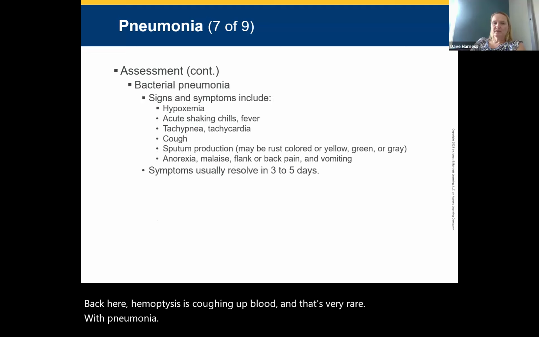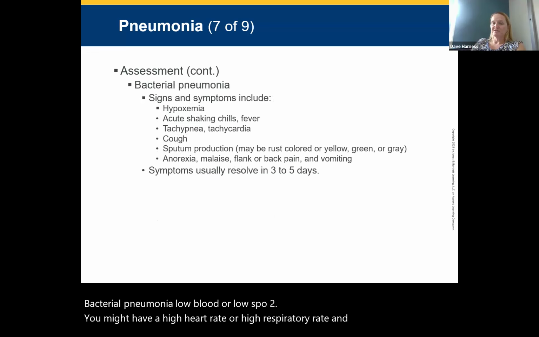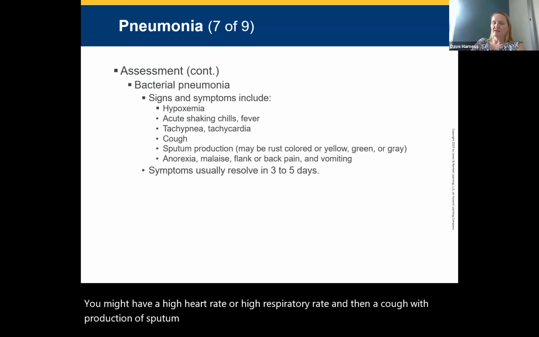Bacterial pneumonia: low SpO2. You might have a high heart rate or high respiratory rate. And then a cough with production of sputum that's usually thick. Yellow and green are the most common colors.